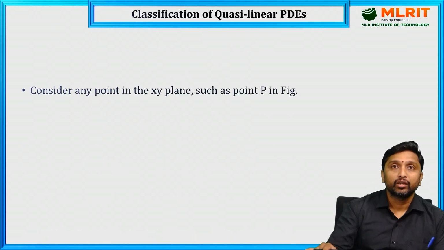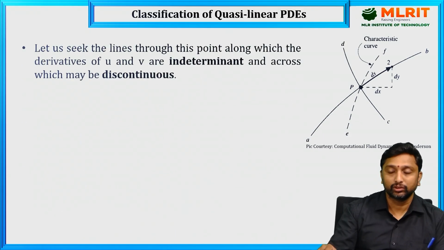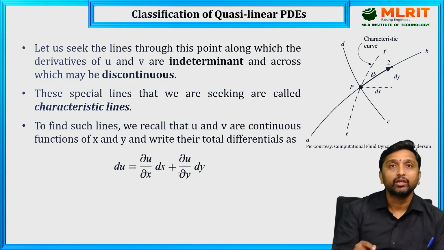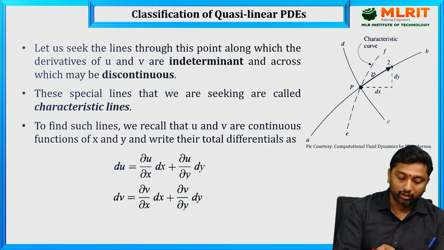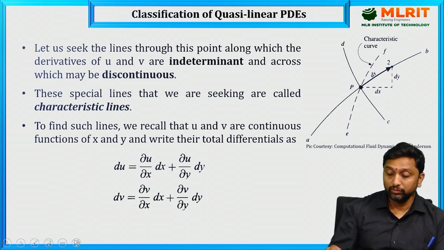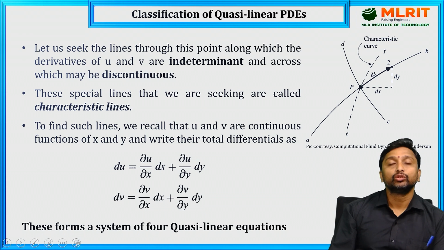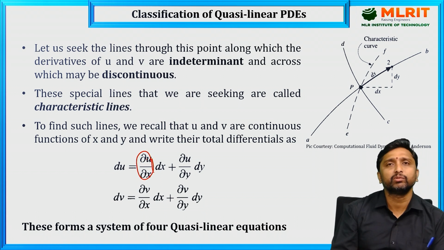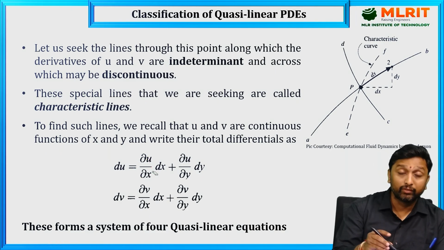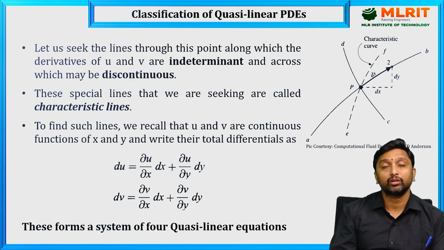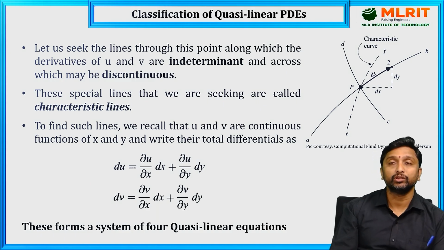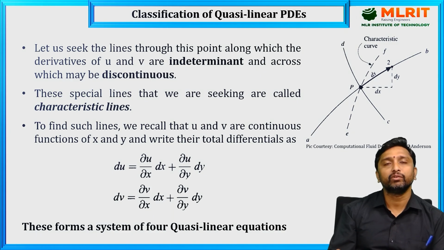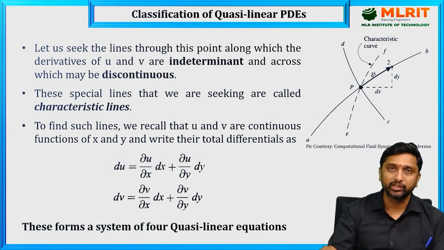Now if we consider the second set of equations, du equals dou u by dou x into dx plus dou u by dou y into dy, and dv equals dou v by dou x into dx plus dou v by dou y into dy. So now we have a total of 4 equations. Similar to what we have done in the earlier case, where we combined all the equations like continuity, momentum, and energy and wrote them in matrix form so that we can solve all 3 equations simultaneously, let us apply the same methodology here.